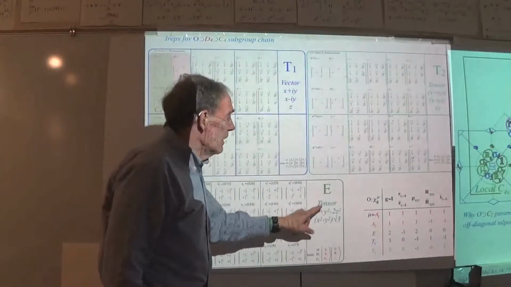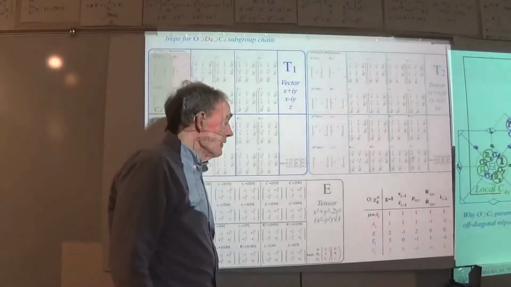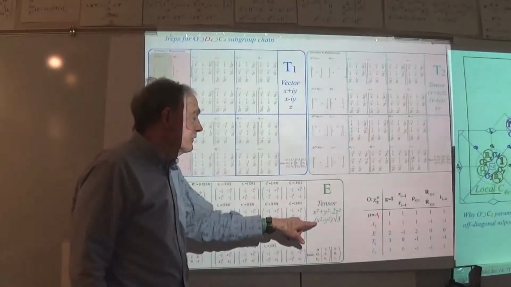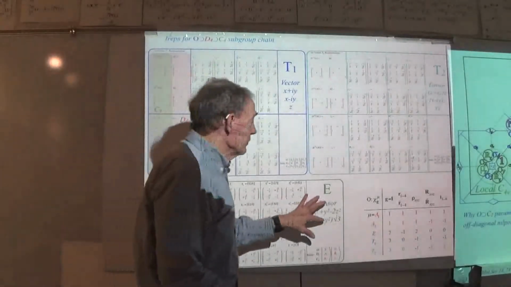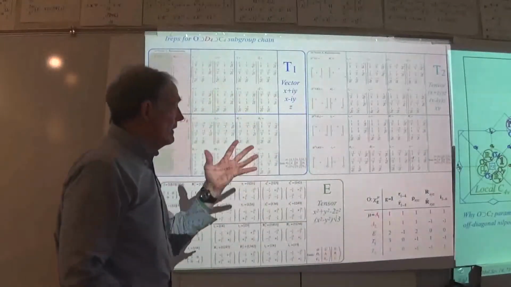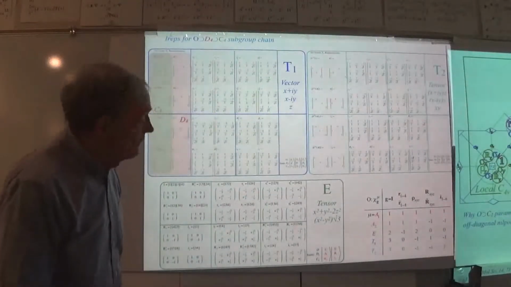And this one you recognize, x squared plus y squared minus 2z squared. That's one of the D waves. The other D wave that gets to use is that one. That takes care of E. And these two together make up the entire D wave of 5, count them, 1, 2, 3, 4, 5 angular momentum states for angular momentum 2.